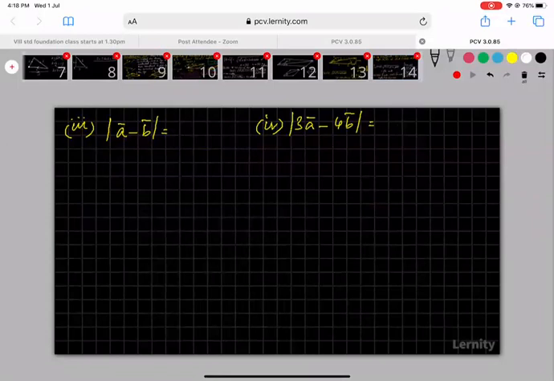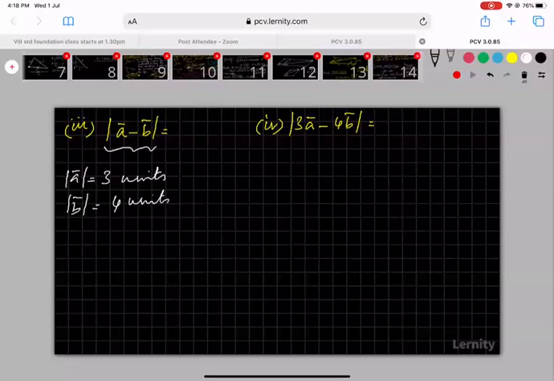Now, regarding this question, what do I know? I know that magnitude of A bar is 3 units. Magnitude of B bar is 4 units. You know that angle between A bar and B bar is 60 degree. You have to calculate magnitude of A bar minus B bar. I know how to calculate the magnitude of sum of two vectors. I don't know how to calculate the magnitude of subtraction of two vectors. So what will I do now is this.